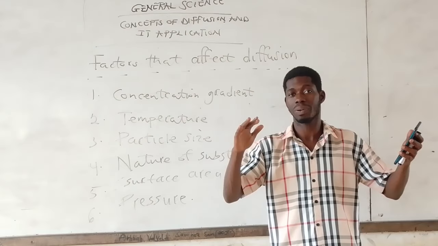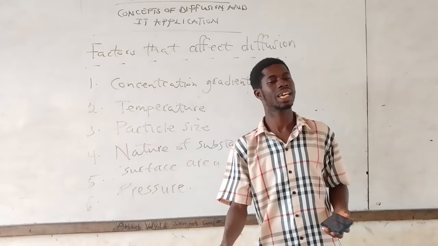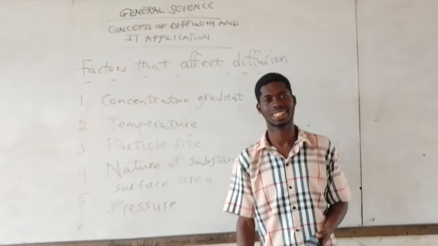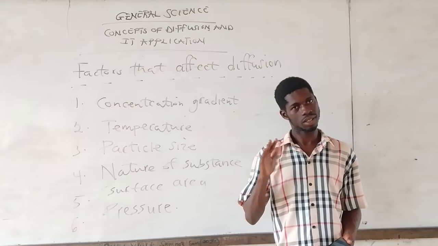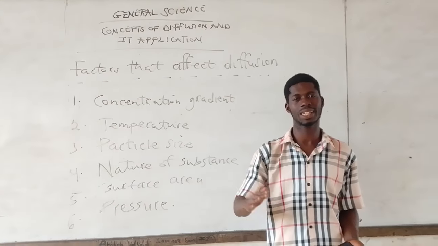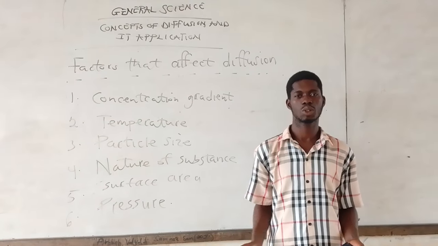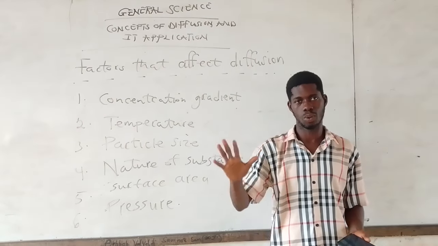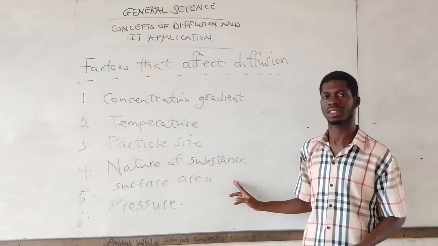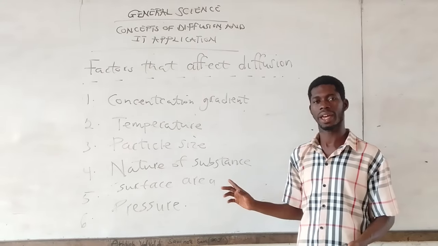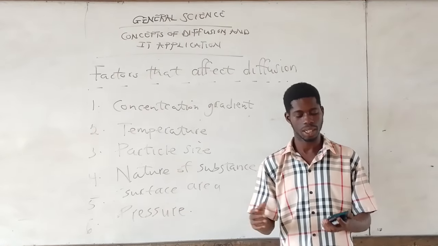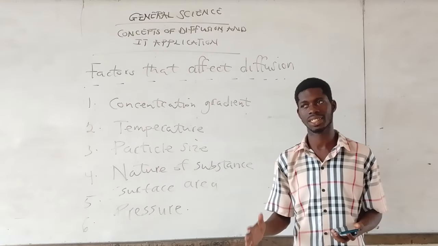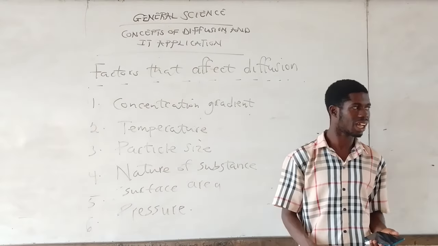So if you release a bad smell, within 5 seconds the person will smell the scent. But diffusion in water is so slow; for it to get to the other end, it takes long. So diffusion occurs faster in air than in water. That's why we are talking about the nature of substance, the medium where the diffusion occurs.